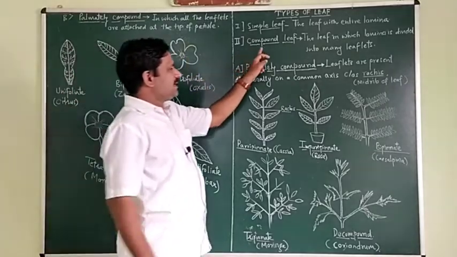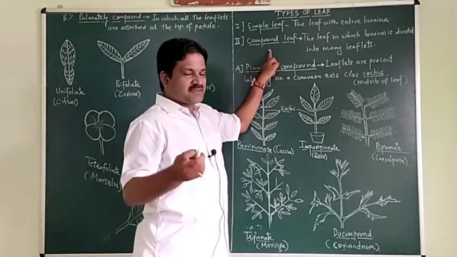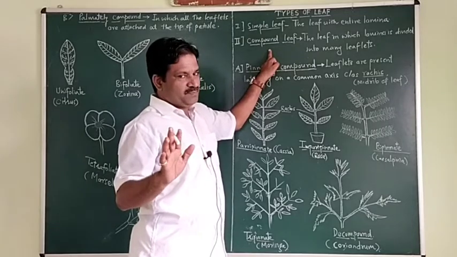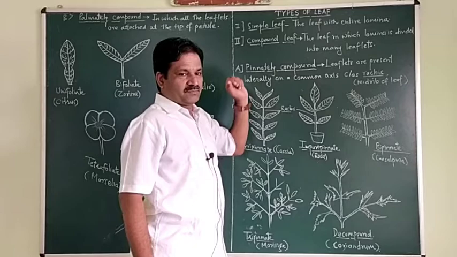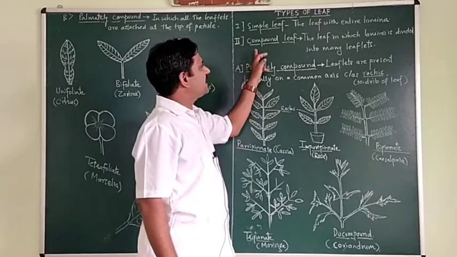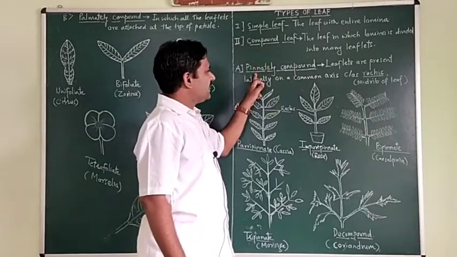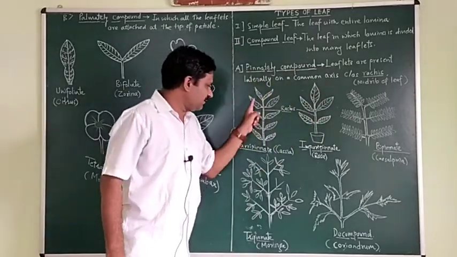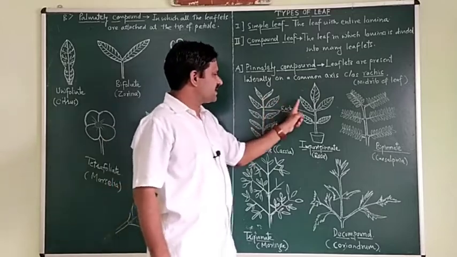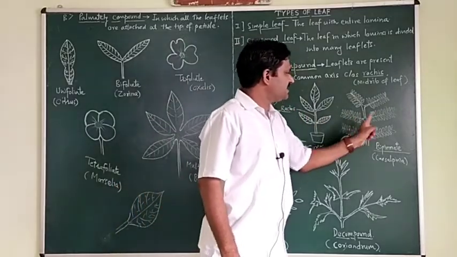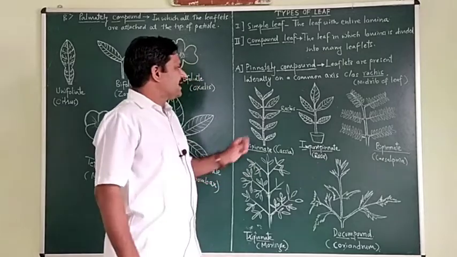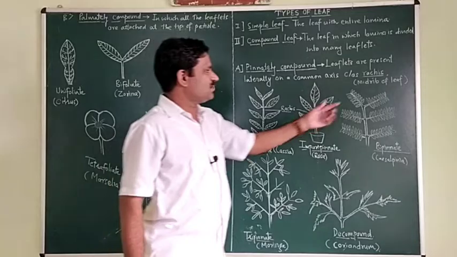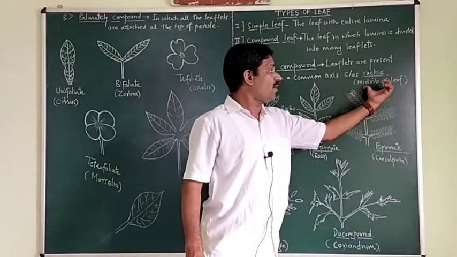Now see, compound leaf means the leaf in which the lamina is divided into many leaflets. Pinnately compound and palmately compound are the two types of compound leaf. Pinnately compound means the leaflets are present laterally, on the lateral side, on a common axis called the rachis, which is also called the midrib of the leaf.